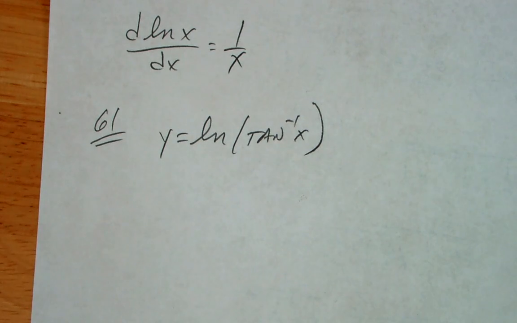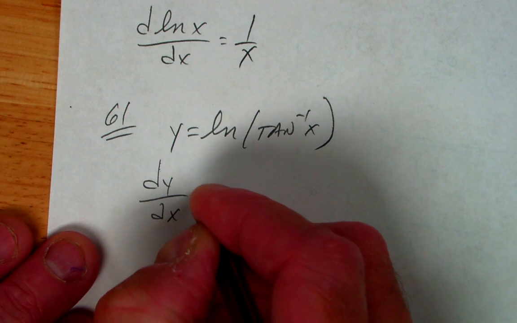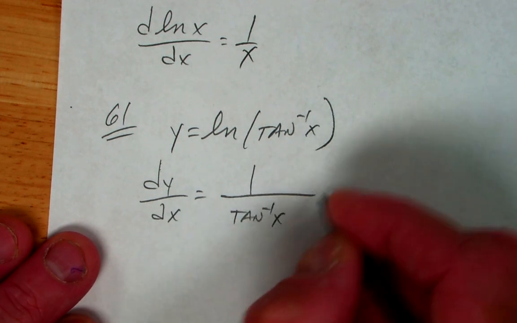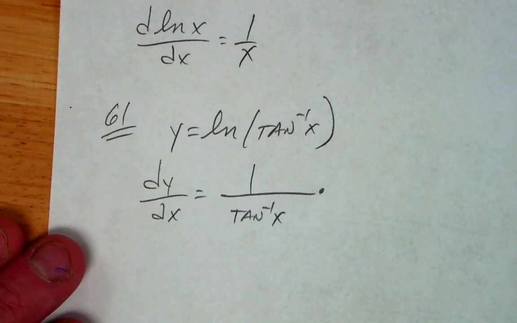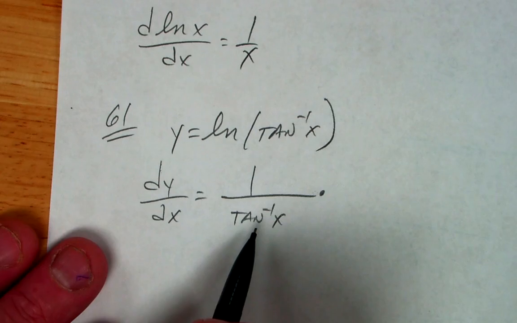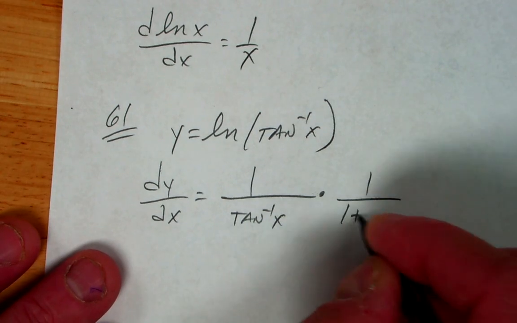Okay, so let's go to my formula. First of all, the derivative of the outside, 1 over, times, and then I'm going to have the derivative of inverse tangent, 1 over 1 plus x squared.